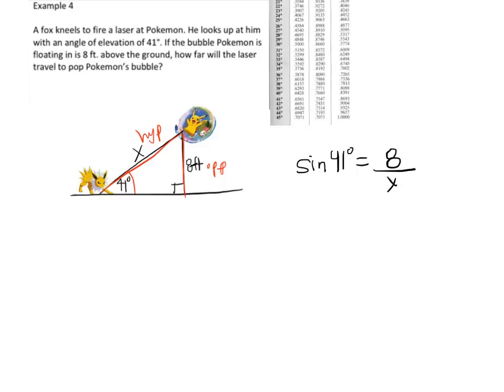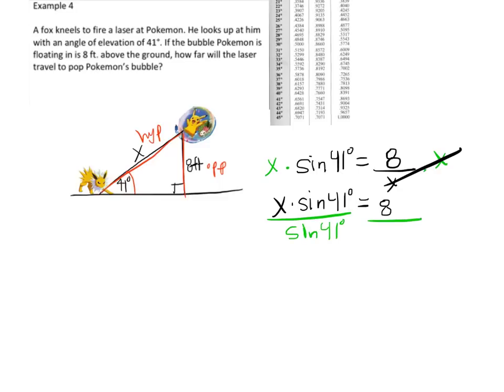Now from here I'm going to solve for x. First thing I'm going to do is get the x out of the denominator. So I'm going to multiply by x on both sides to get x times the sine of 41 degrees equals 8. Now I'm trying to get the x alone. They're multiplying by the sine of 41, so I divide by the sine of 41 on both sides. And from there, I get x equals 8 divided by the sine of 41 degrees.